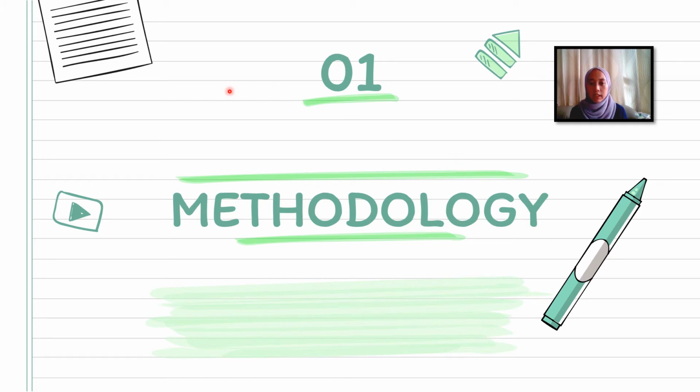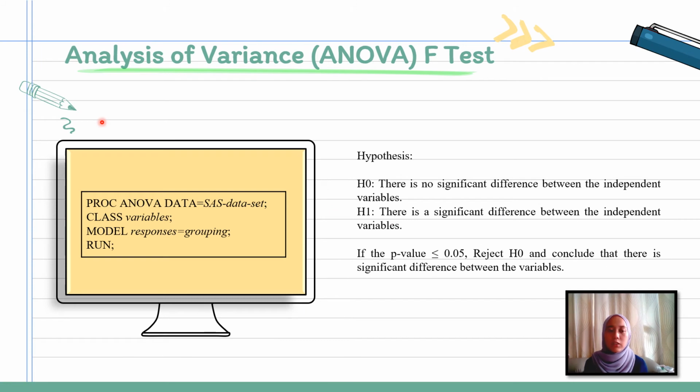Move on to the next slide. This is the methodology. So this is the second method that we use for our project, which is analysis of variance, the ANOVA F-test, using SAS programming. For the command, we are using proc anova data, as shown here.